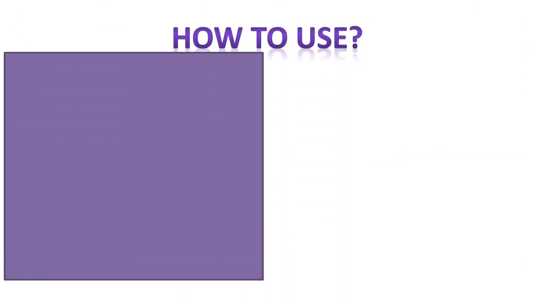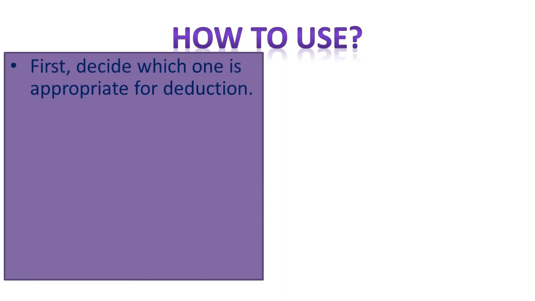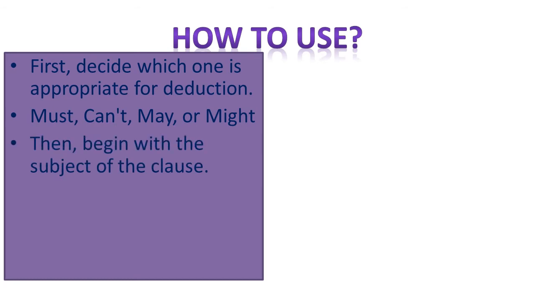So let's see how to use it. This is the process. At first we need to decide which one to use out of these: must, can't, may or might. Then begin with the subject of the clause, and the clause comes after it. So use must, can't, may, might after it. Always we need to use verb 1.